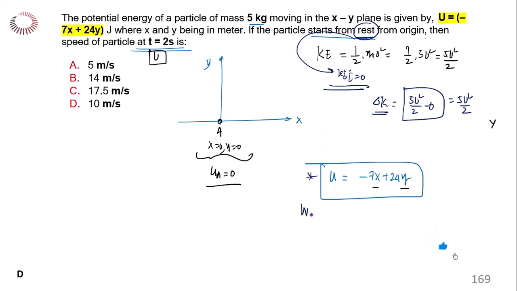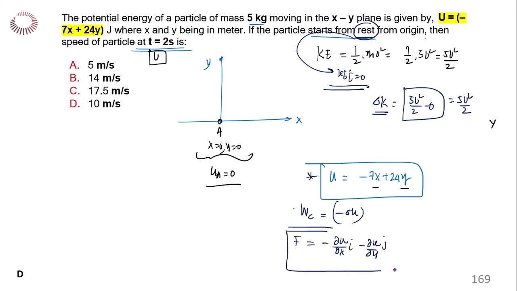So work done can be written as W equals minus delta U. Work done by the conservative force equals minus delta U. Or, since the variation is given, I can also calculate the force: F equals minus del U del x i minus del U del y j. Can I write it? Yes. So what is del U del x? It is 7, so with the minus I get minus 7 i, and del U del y is 24, so minus 24 j.